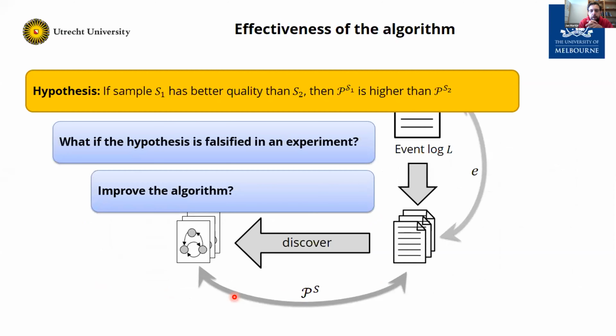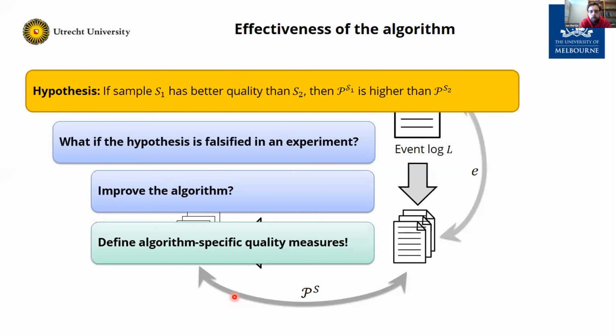if the hypothesis is falsified in the experiment, does it mean that we need to improve the algorithm? Or actually, does it mean that we need some kind of algorithm-specific quality measures? I just took a random error measure, E, in a way. These are the error measures, and this is how I compare event logs. But how do you actually measure this? The inductive miner is proven to be correct under assumptions on the event log. But how do we test those assumptions on the event log? Well, basically, that is what I call the E, the error between the event log and the sample. So you could also say, instead of improving the algorithm, I need to improve my error measure. That way you get a better understanding of what the input is and what the quality of the output is. So falsifying a hypothesis doesn't mean that the algorithm is bad.